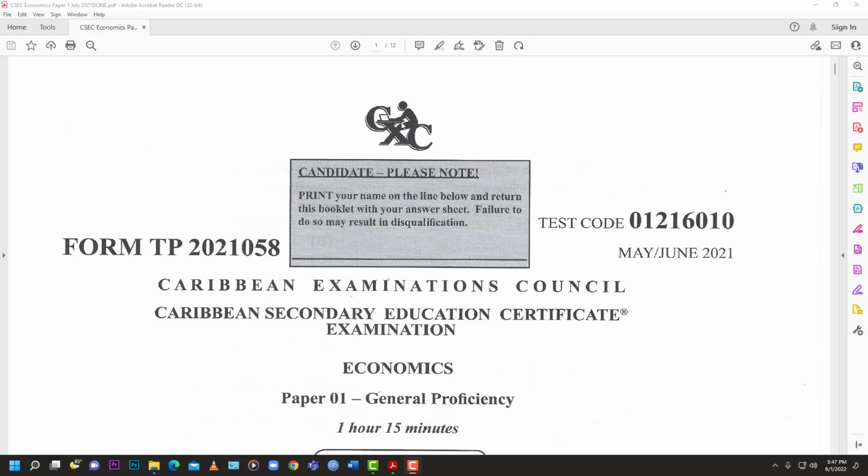Welcome back to Learn SKN, and today we have the economics May-June 2021 paper 1. So we're going to do May-June 2021 paper 1 for CXC economics.